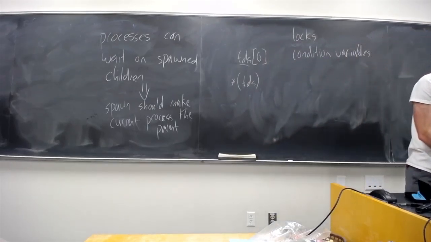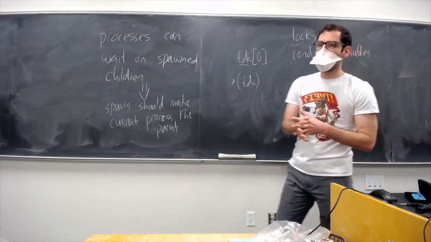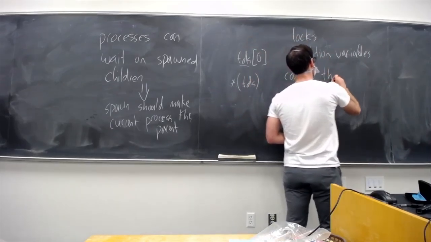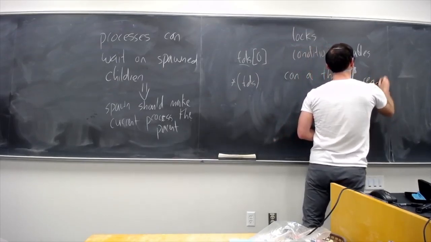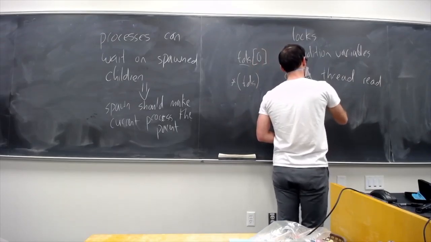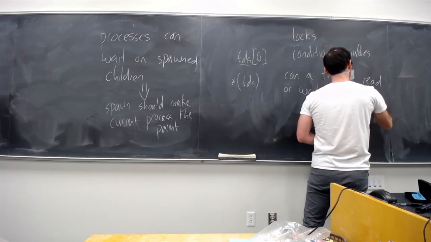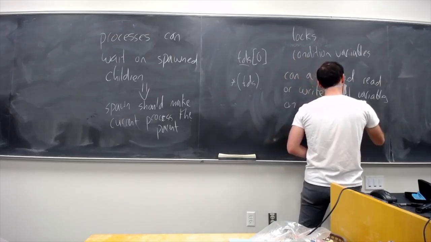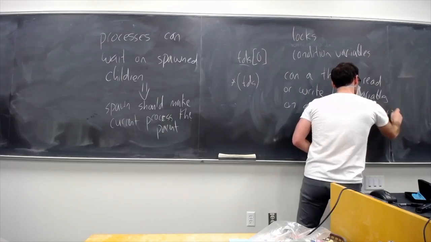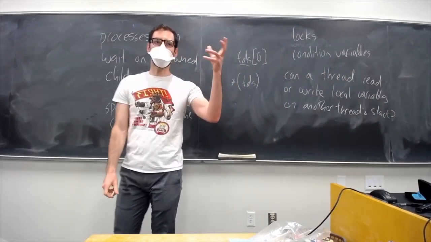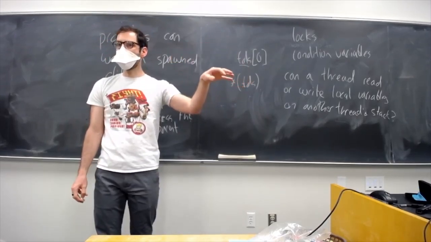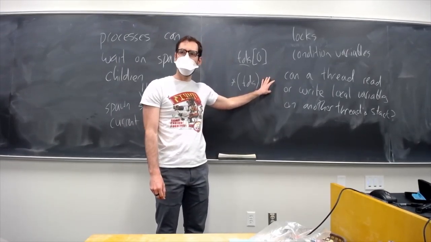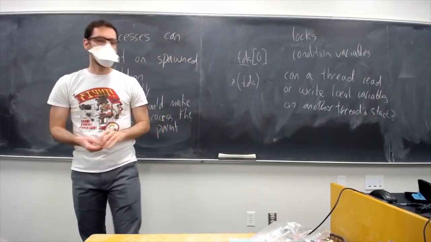So before I get into the new tools for synchronization for today, as a bit of a review and to think about what we've been learning about threads, I'd like you to discuss with your neighbors: could a thread read or write local variables that are stored on another thread's stack? Is this never possible, sometimes possible, always possible? Why or why not? So take a few minutes and discuss with your neighbors.